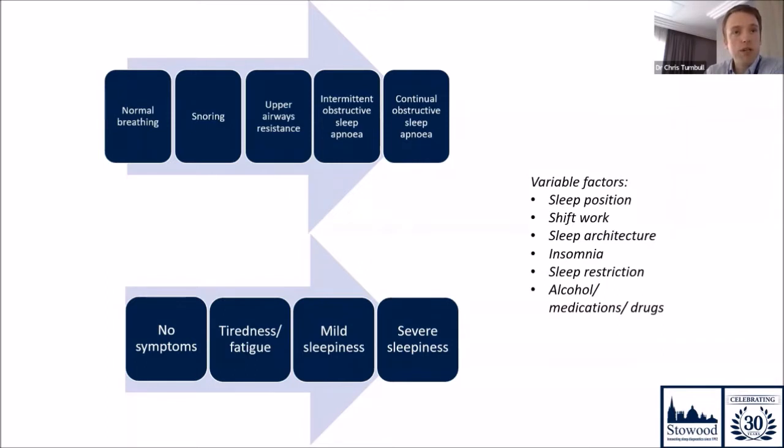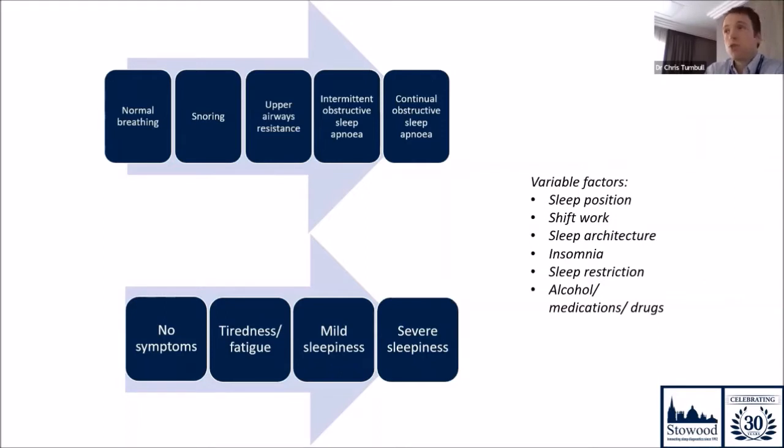individuals may have normal breathing through to snoring, maybe only snoring initially in the supine position, but then occurring in the lateral position as this gets more severe, through to upper airways resistance syndrome, intermittent obstructive sleep apnea, and then continual obstructive sleep apnea, which occurs regardless of sleep stage or position. So intermittent might be more dependent on whether you're in REM sleep or in a supine versus lateral position.